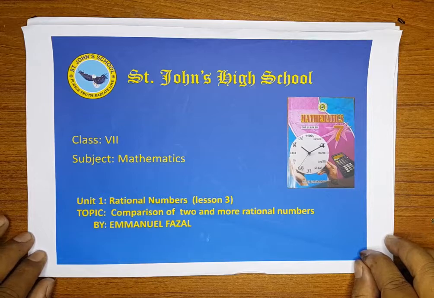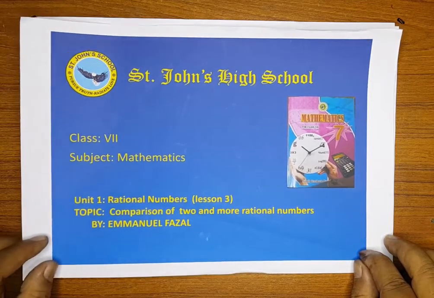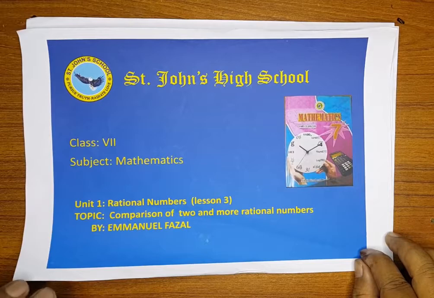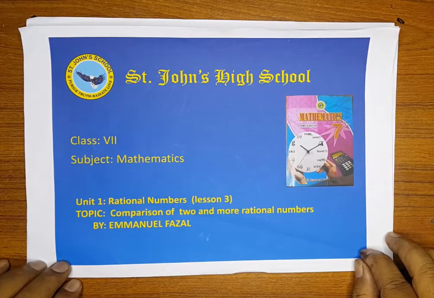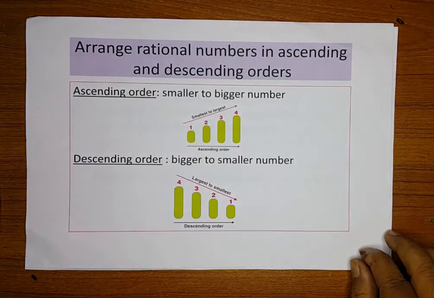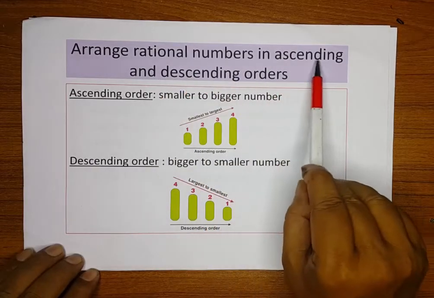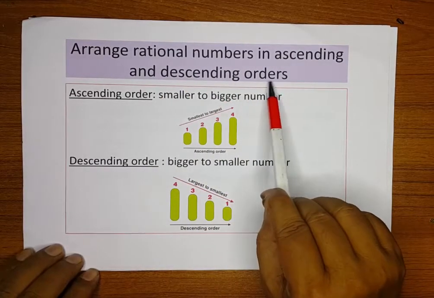Today, unit number 1, rational numbers, and this is lesson 3 of this unit. Topic: comparison of two or more rational numbers. Previously you have studied rational numbers and the four operations on rational numbers: addition, subtraction, multiplication, and division. Before this, we will arrange rational numbers in ascending and descending order.